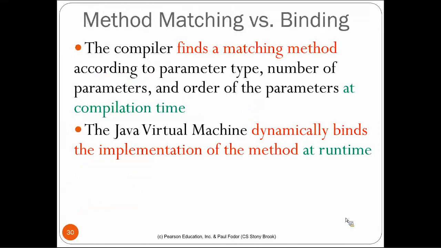Basically, when we talked about overloading versus overriding, a similar difference is between matching, when we find a method that matches the invocation according to the parameter type, the number of parameters, and the order of parameters, and this is done at compilation time. And then there is method binding, which is called dynamic binding, which dynamically binds the implementation of the method at runtime. The most specific implementation of the method at runtime for that specific subclass.